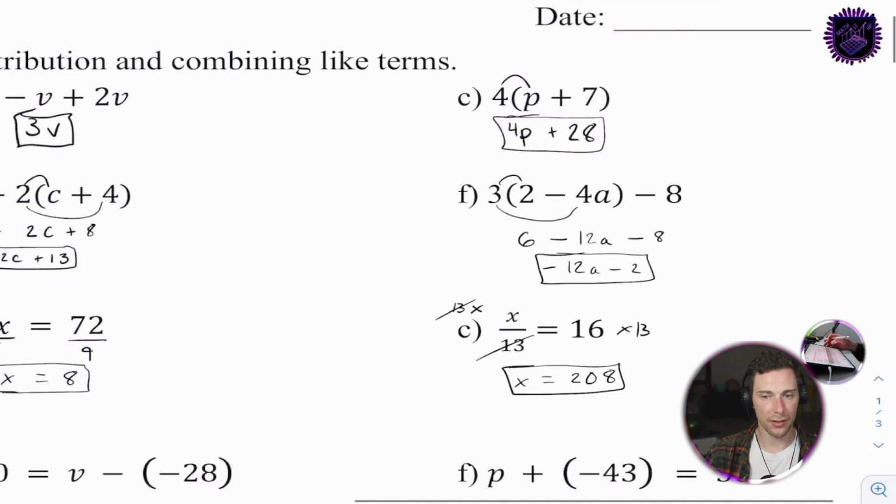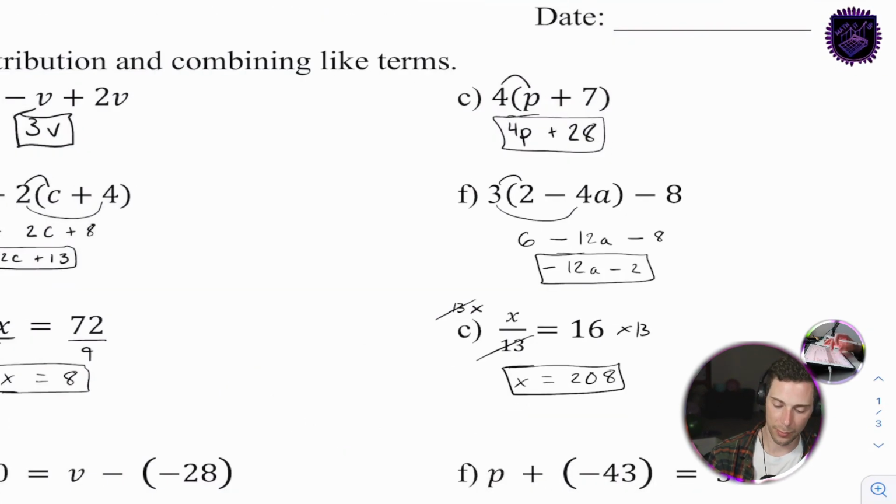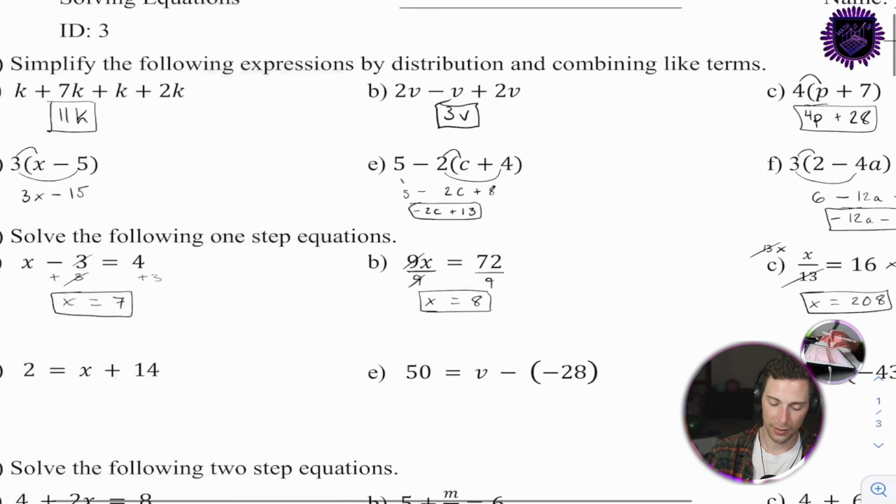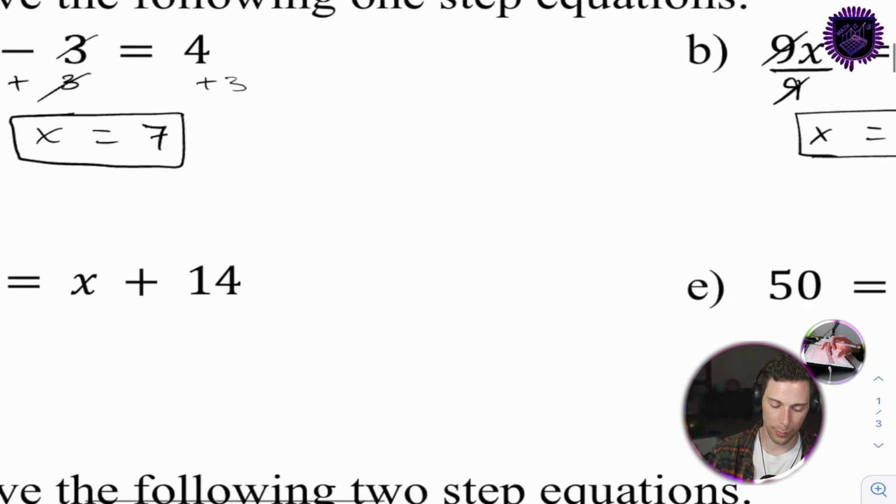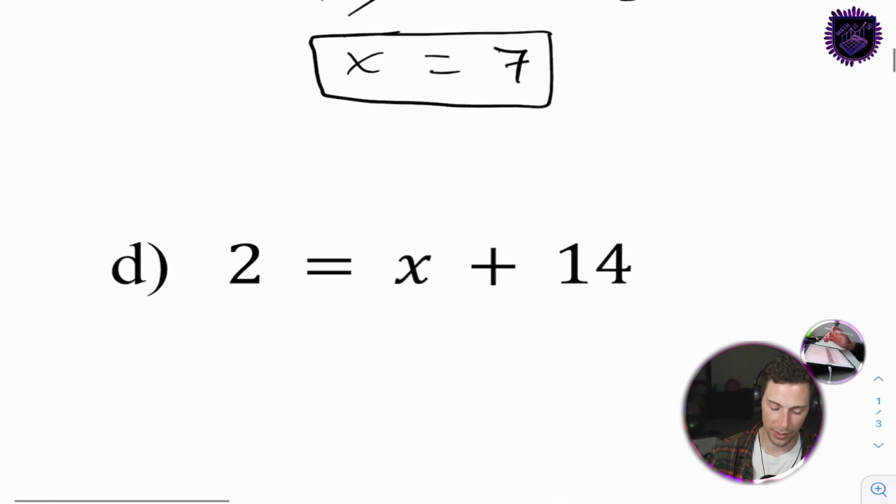If you need to use a calculator there, go for it. It's important you're following the steps. This is not a test on multiplication. Use your tools.